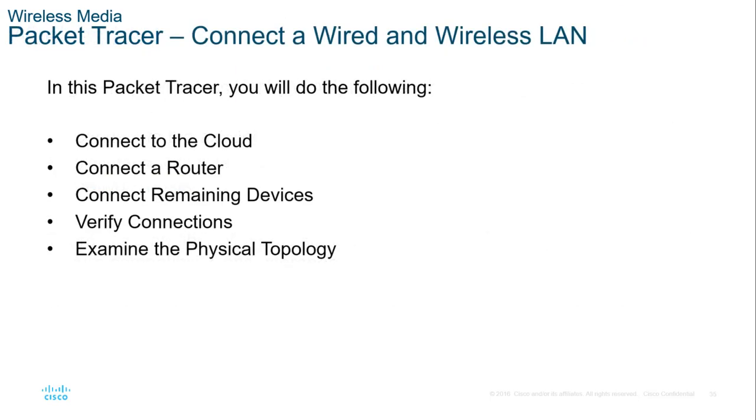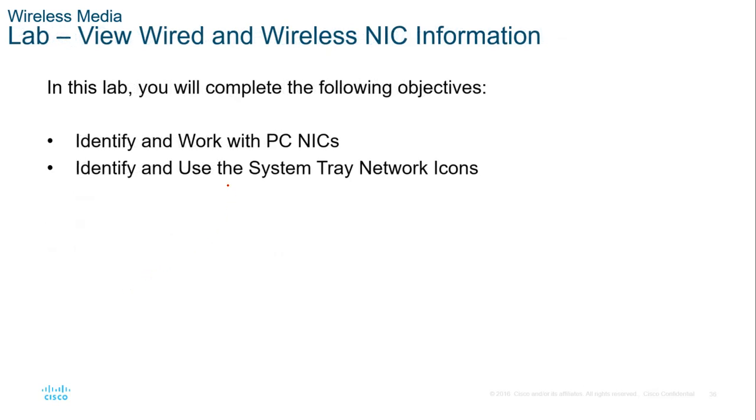Here we have Packet Tracer: connect wired and then wireless LAN. In this Packet Tracer, you will connect to the cloud, connect a router, connect remaining devices, verify connection, then examine physical topology. This is the lab view of wired and wireless network information. Identify and work with the PC network interface card, identify and use the system tray network icon.